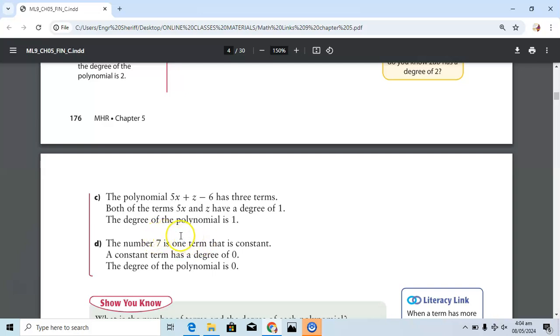0, because a constant term does not have a variable. Therefore, the variable there has a degree of 0, because it is like 7 times x to the power 0, and x to the power 0 is 1. Therefore, 7 times 1 is still equal to 7. Therefore, the degree of this number 7 as a constant is simply equal to 0 because the variable there has 0 as its power. I believe you get that.